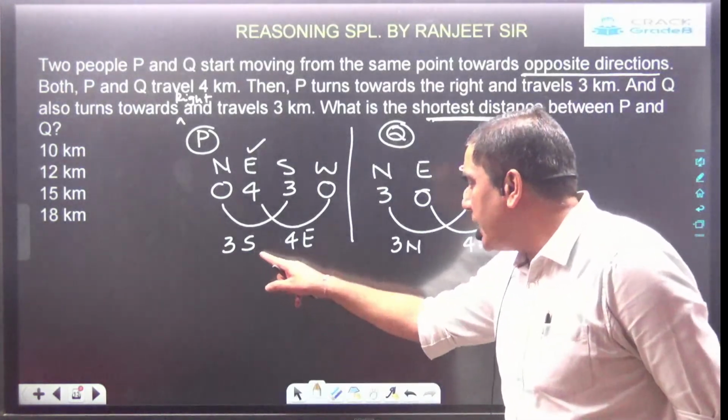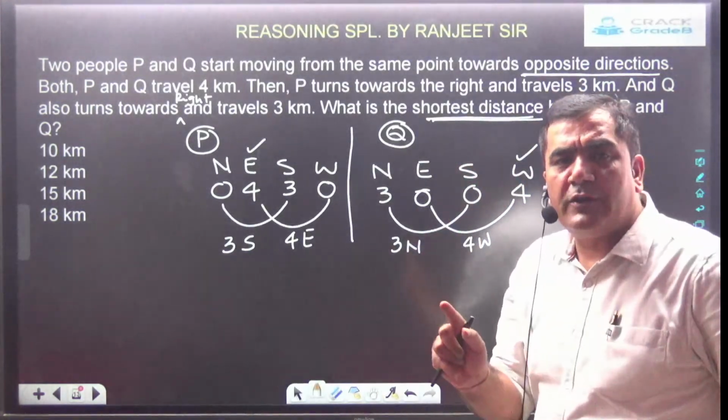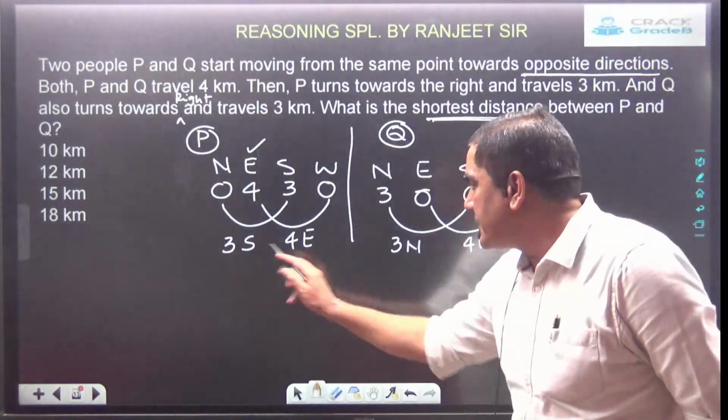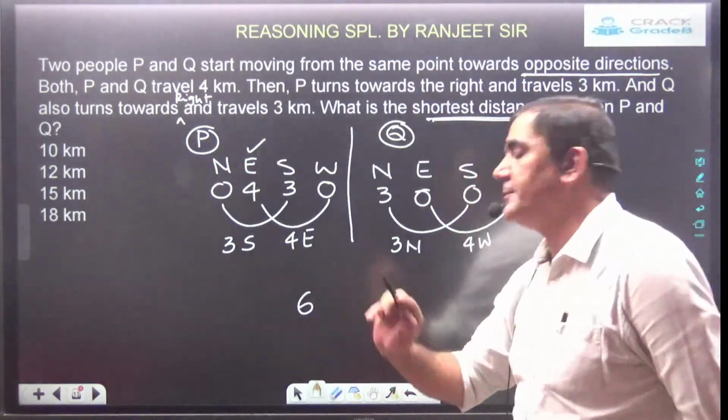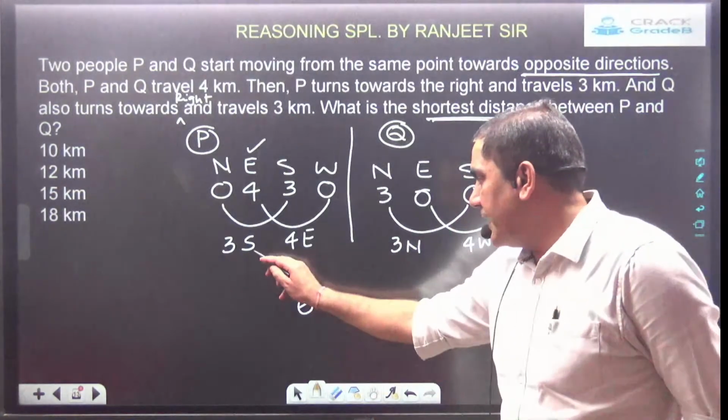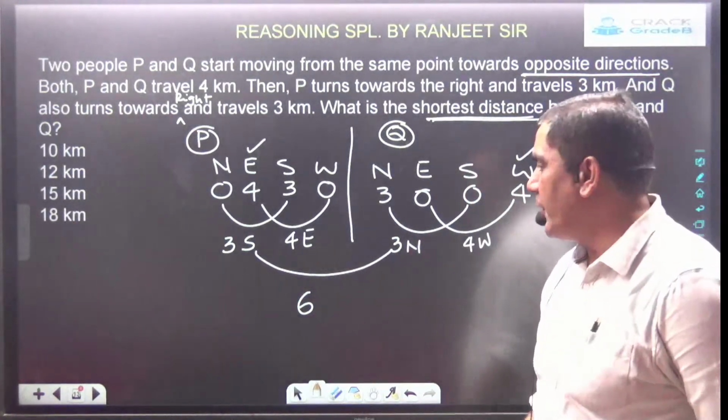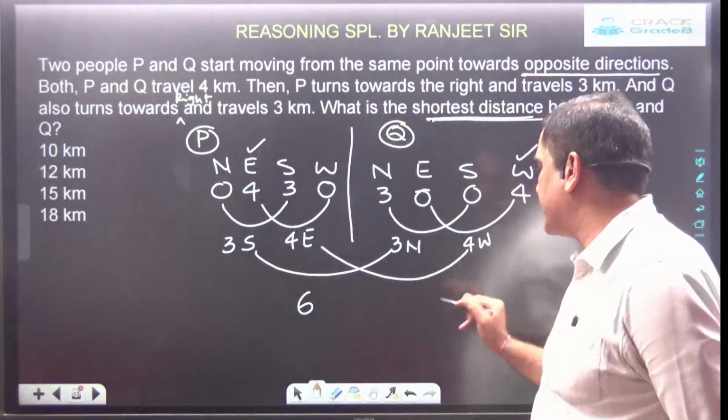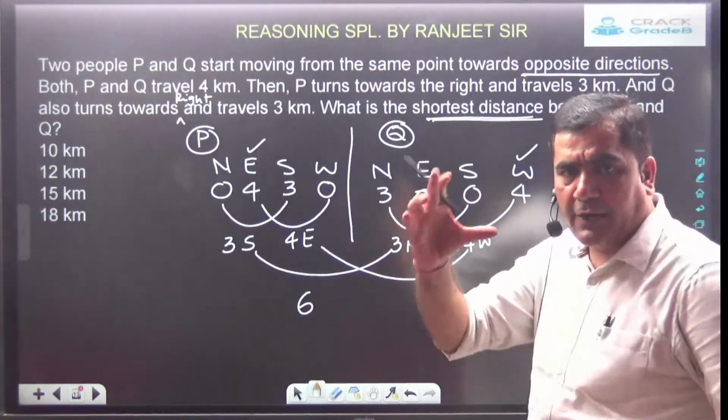This is south and this is north. Opposite always means add. So 3 plus 3 comes out to be what? 6. Now here, east and west, again opposite. So again we have to add.